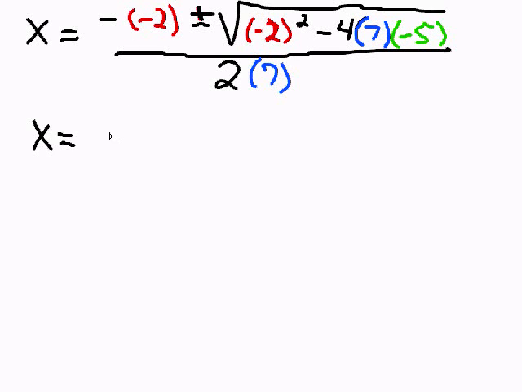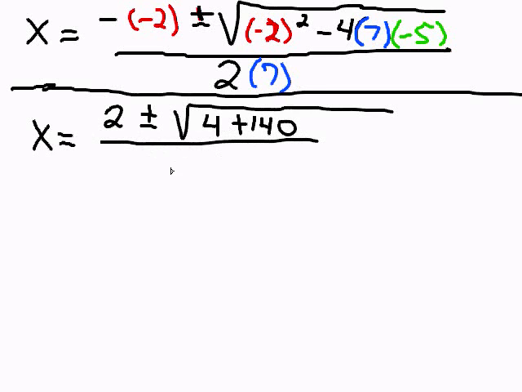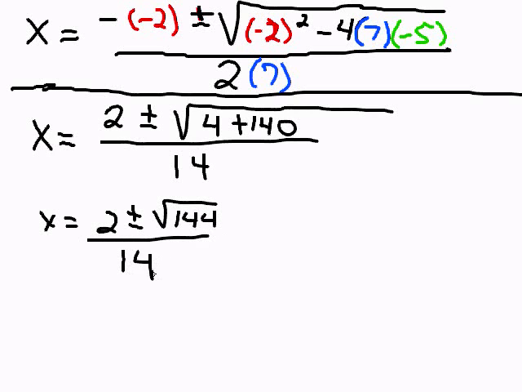So we get negative negative 2, and we just switch the sign of 2, so it gives us a positive 2 plus or minus the square root of, let's separate that top and bottom, negative 2 squared, that's positive 4, minus 4 times 7 times negative 5 is going to give us a positive 140, all over 2 times 7, which is 14. So x is going to be equal to 2 plus or minus the square root of 144 over 14.